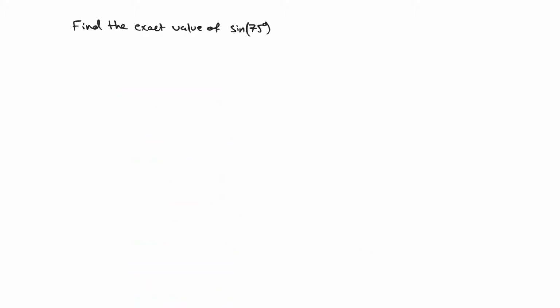Now, let's do another example. This time we're asked to find the exact value of sine of 75 degrees. We're looking for exact value, so we need to figure out what that is in special angles. 75 is not a special angle. However, sine of 75 can be written as sine of 45 plus 30, both of which are special angles. This will equal sine of 45 cosine of 30 plus cosine of 45 and sine of 30.